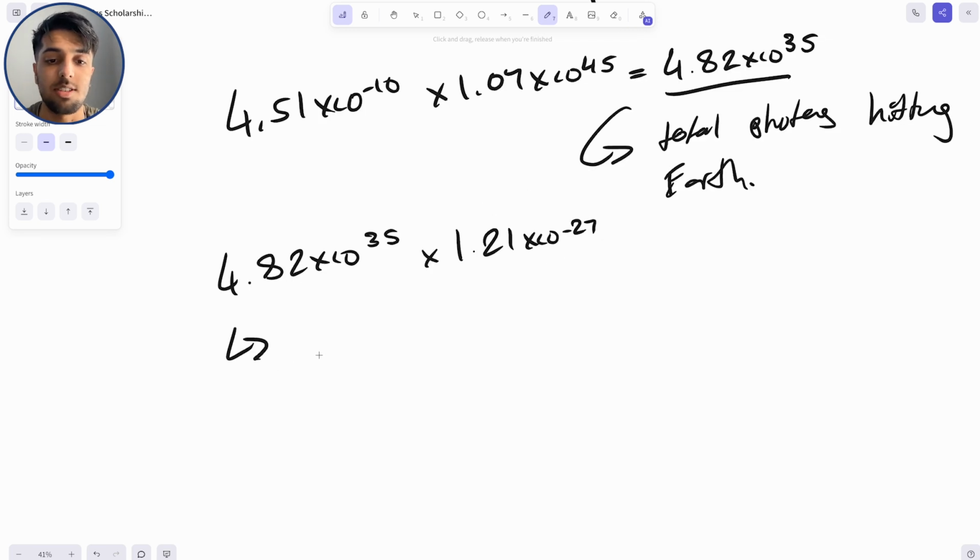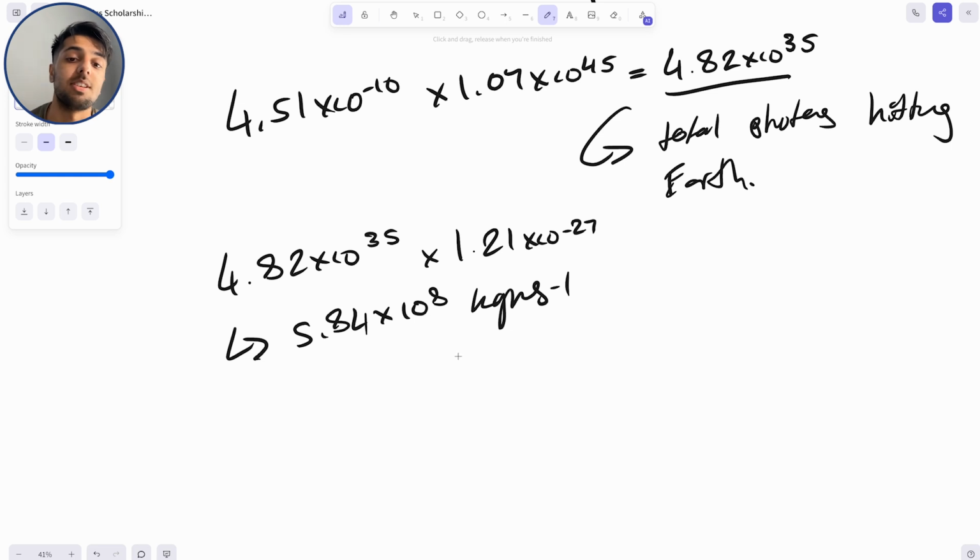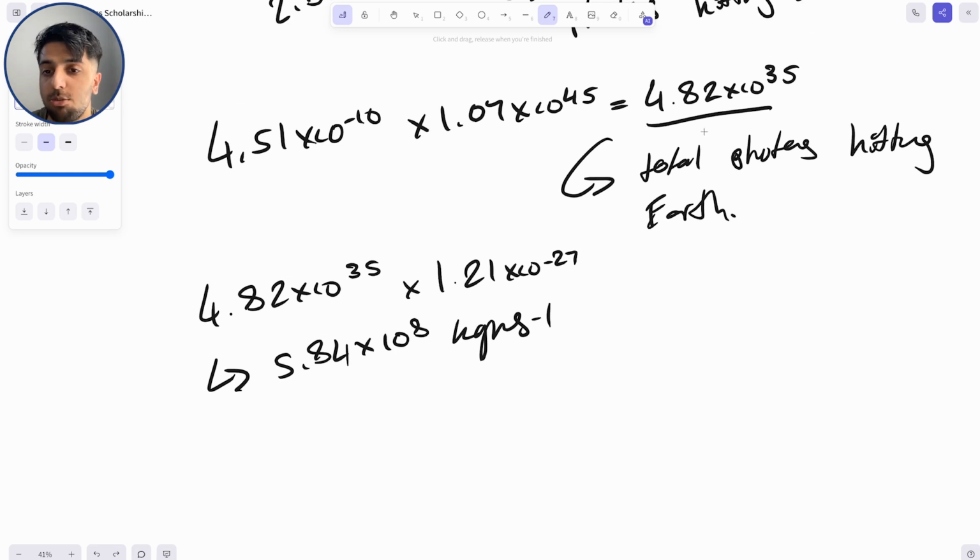And what that gives us is 5.84 times 10 to the 8. And this is the total momentum of all photons hitting the Earth, because we have the total number of photons hitting the Earth, and we multiplied it by the momentum of a single photon, so we get the total momentum of all photons hitting the Earth.